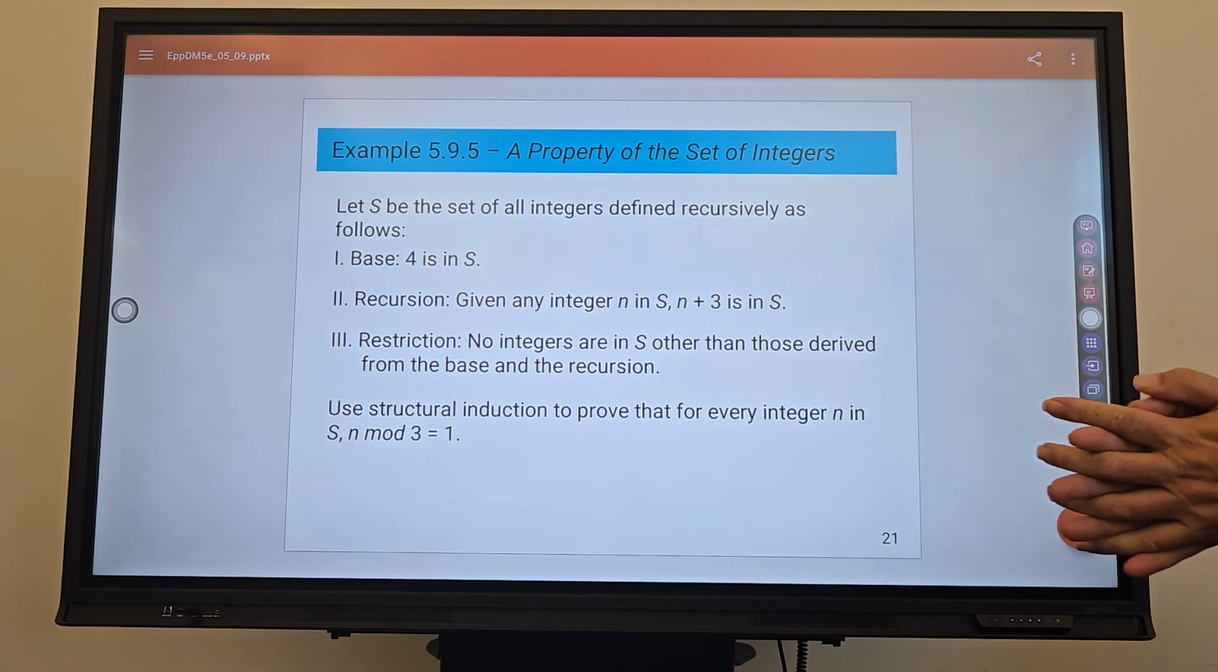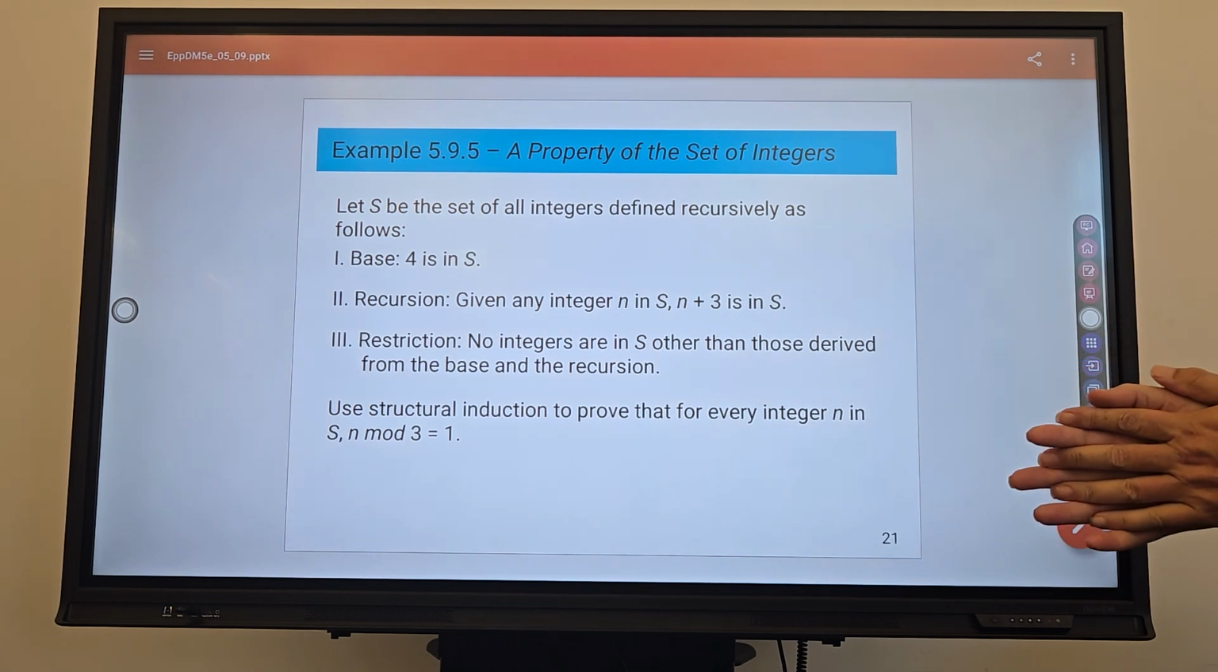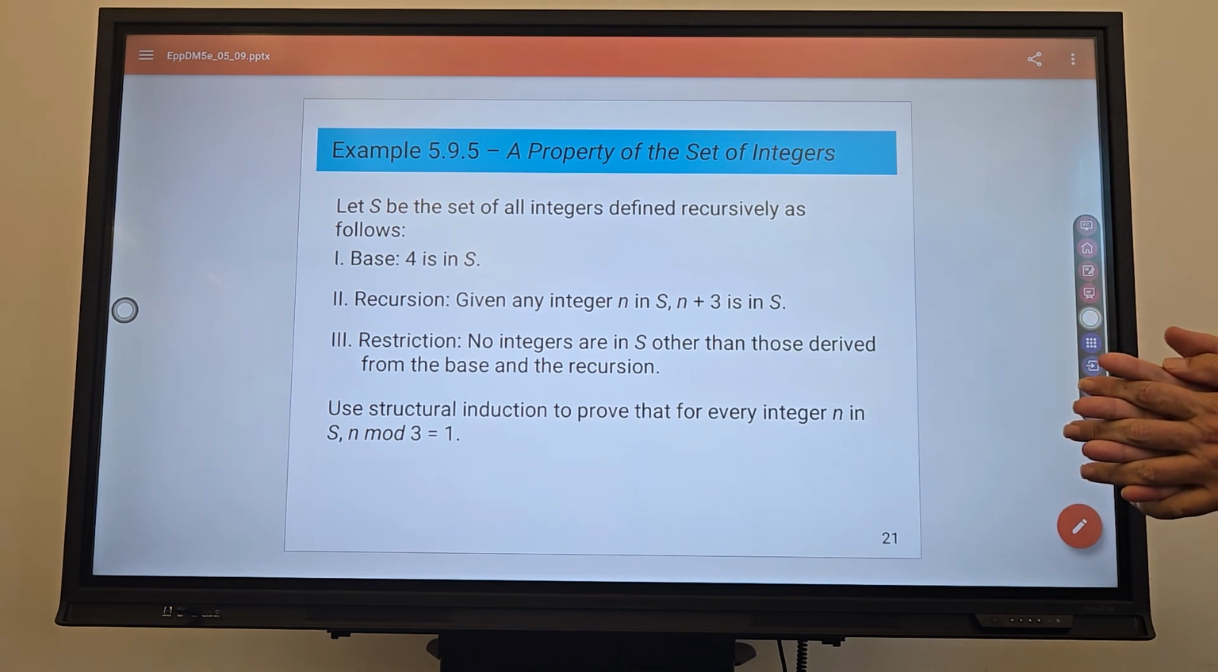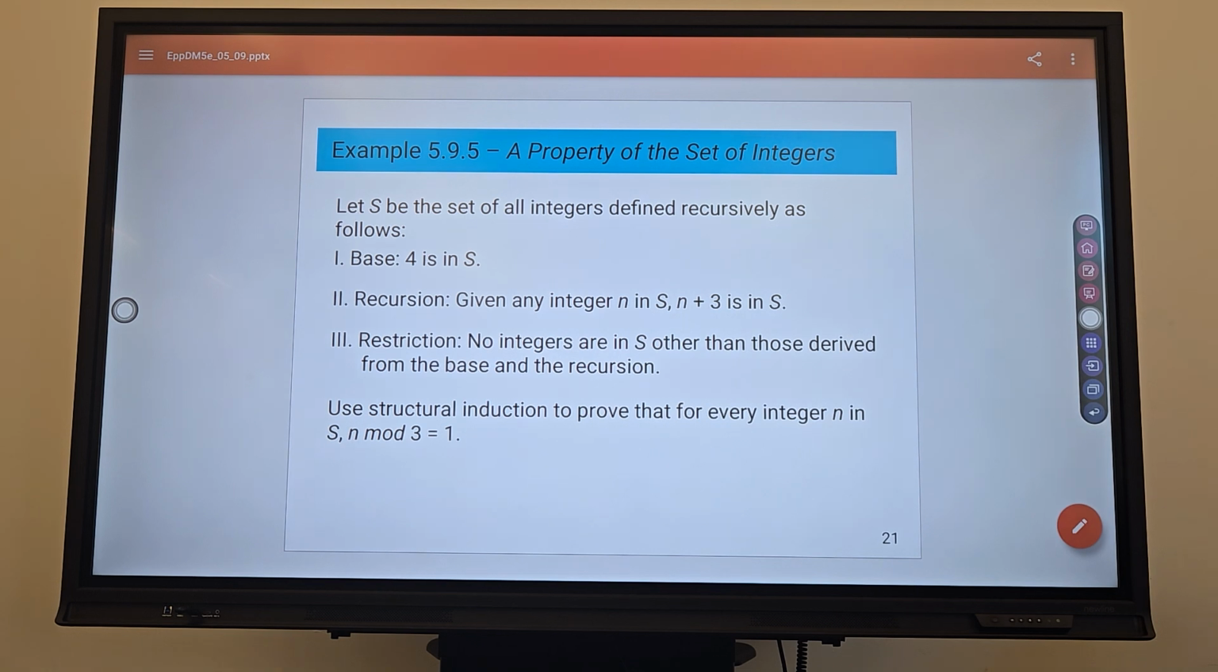Let S be the set of all integers defined recursively as follows. Base: 4 is in S. Recursion: given any integer n in S, n plus 3 is also in S. Okay, I think I see what's going on now. So 4 is in S, 7 would be in S, 11 would be in S. Right?